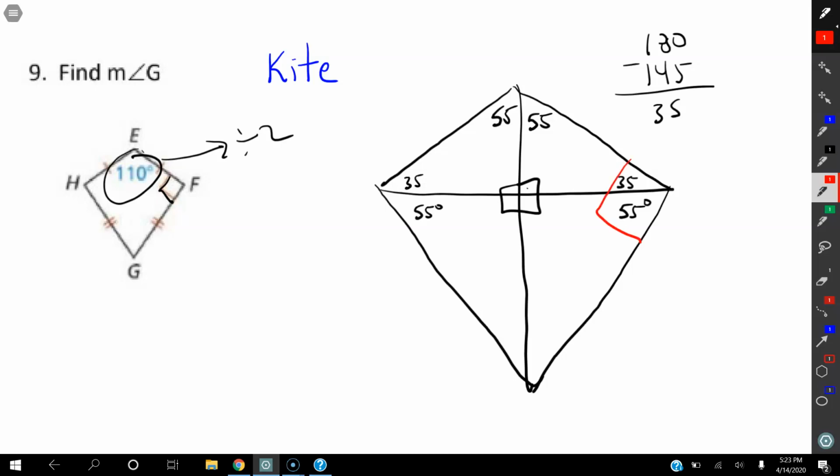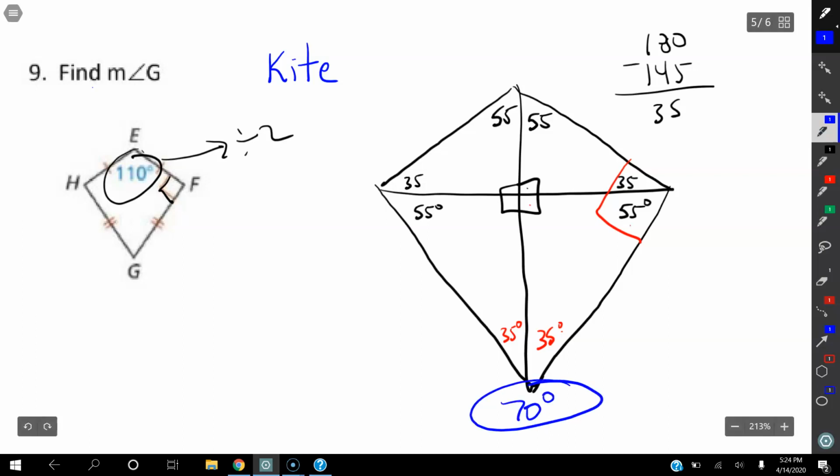So then, making triangles do what they're supposed to do, these two are both going to be 35, so now I have 55, 35, 90. And measure of angle G, well, angle G is this entire thing. So I need to add up this entire thing, which 35 plus 35 is going to be a grand total of 70 degrees. So final answer for measure of angle G, 70 degrees.